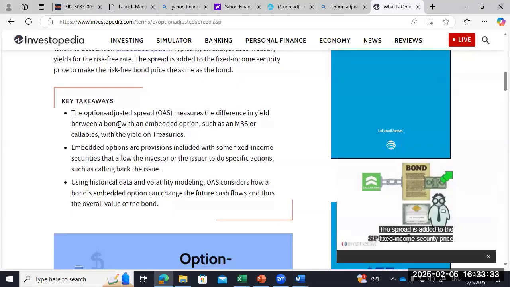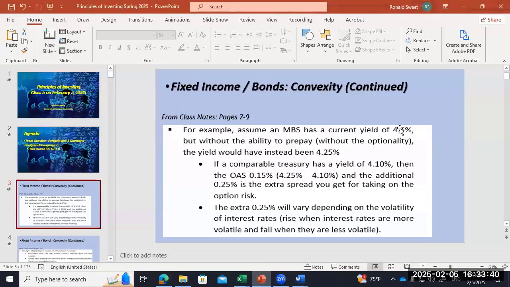I don't know who wrote this. OAS measures the difference in yield between a bond with an embedded option and treasuries. That's not true. Here's the bond with the embedded option, 4.5. Here's the treasury. That makes it sound like the OAS is 0.4%. But what is the OAS? Anybody remember what we said here? The OAS is what? 15 basis points. The option premium is 25 basis points. All right, so what the OAS is trying to tell you is how much spread this bond would give you if you didn't have an option. Essentially, that's your credit spread. That's how much you're going to be paid for credit risk.